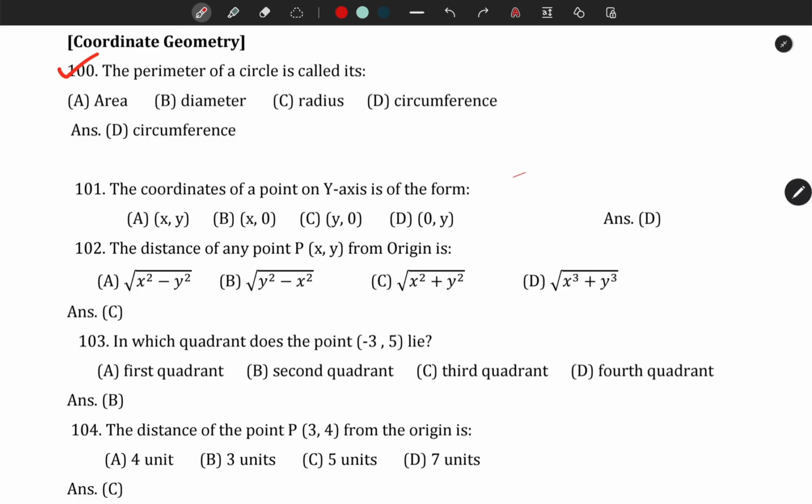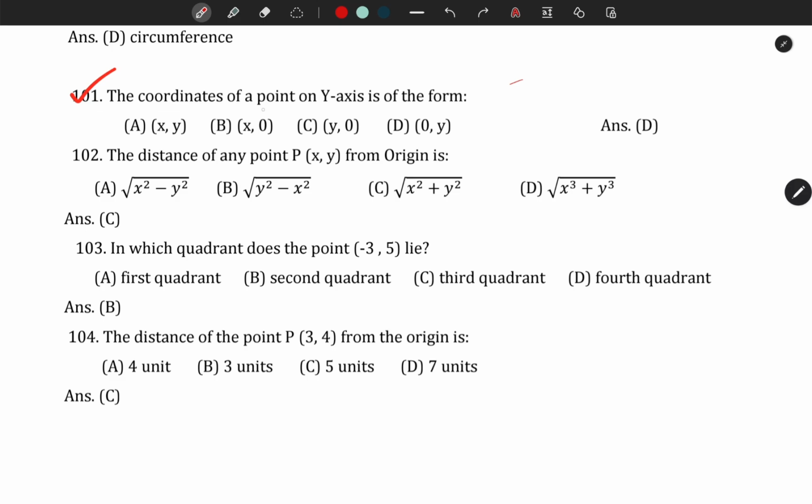Question number 100. The perimeter of a circle is called its circumference. Perimeter means boundary. So the boundary of a circle is called circumference. Remember, perimeter of any figure is the boundary of that figure.